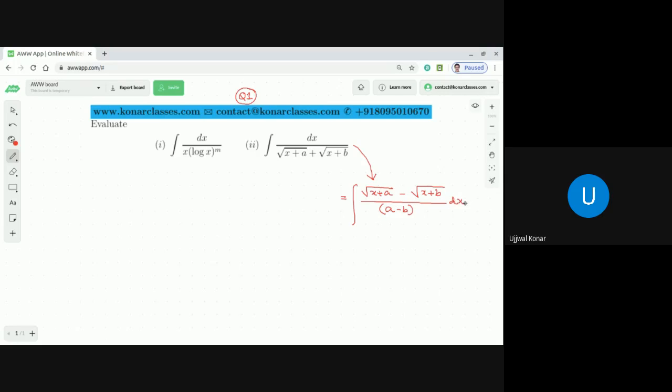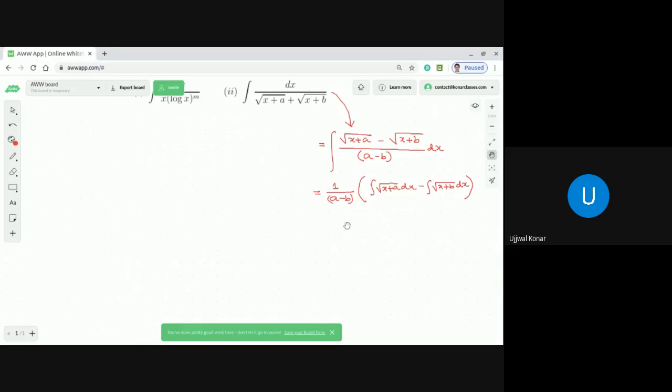Correct. So after that, it is pretty simple. All of you got it? What we get after that is that we can take 1 by a minus b common. Let me write it for everyone's information: integration of square root of x plus a dx minus integration of square root of x plus b dx. So how to find the integral of square root of x plus a dx, Disha? The integral of square root of x plus a dx is equal to x plus a to the power half.